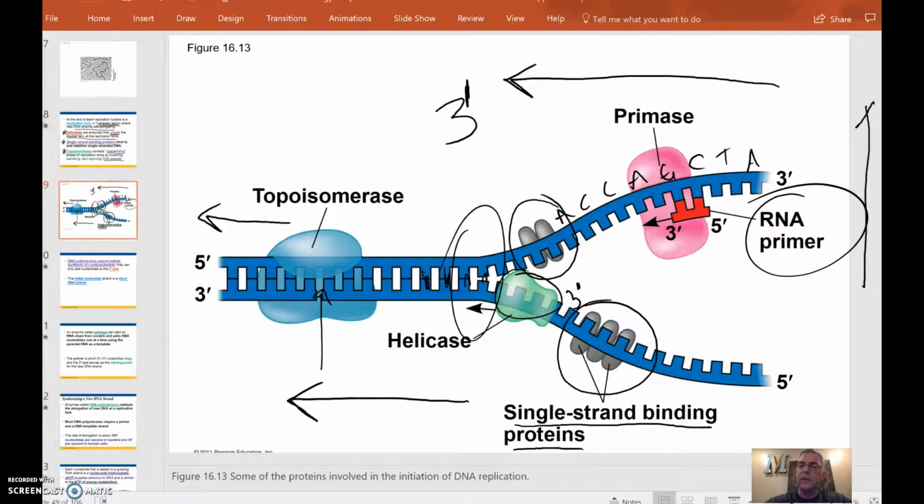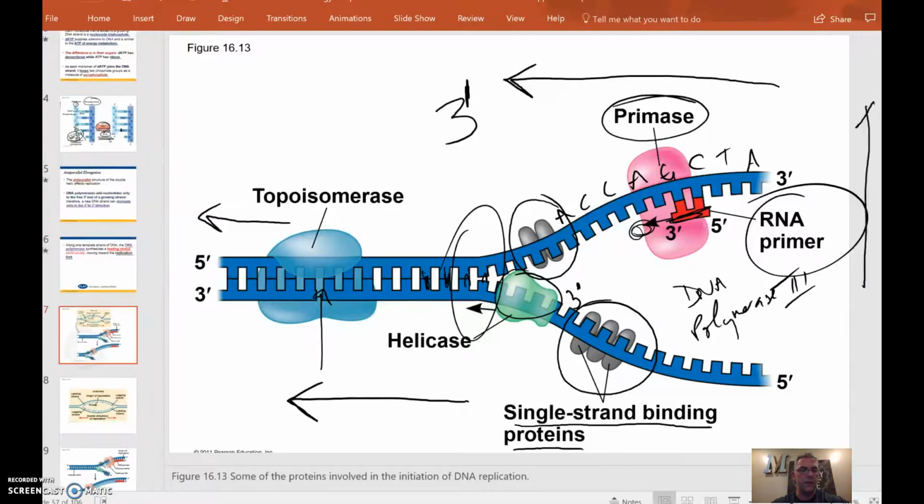And in order for us to go through there and put down DNA, we actually have to establish a small RNA primer first. The enzyme that's responsible for that is primase. So the primer gets laid down, and then from that point on, we're going to use DNA polymerase 3. Okay, so let me jump ahead.